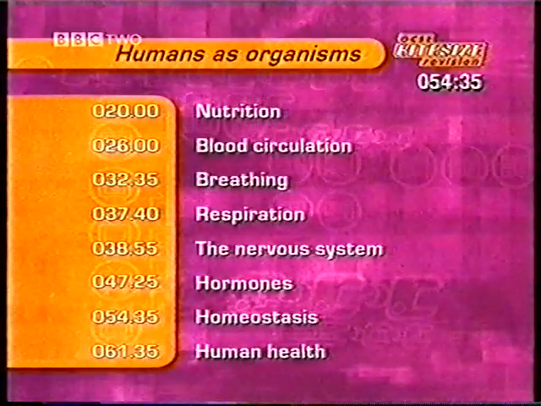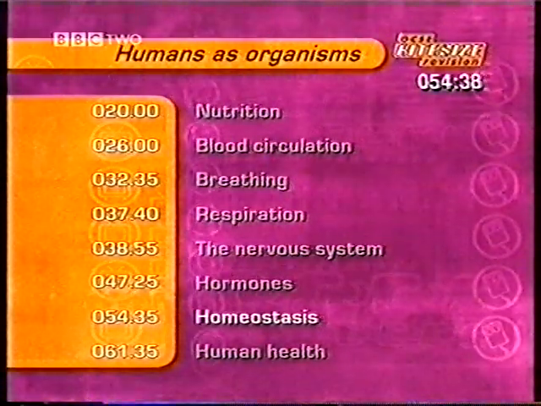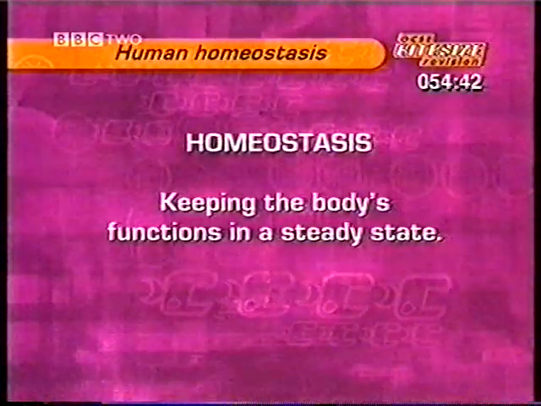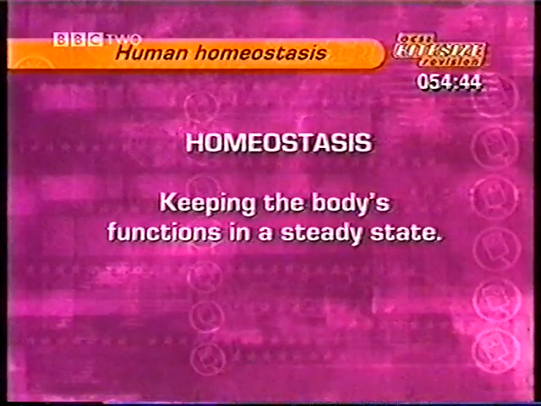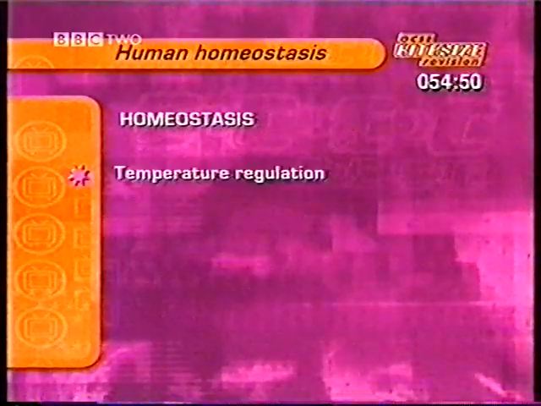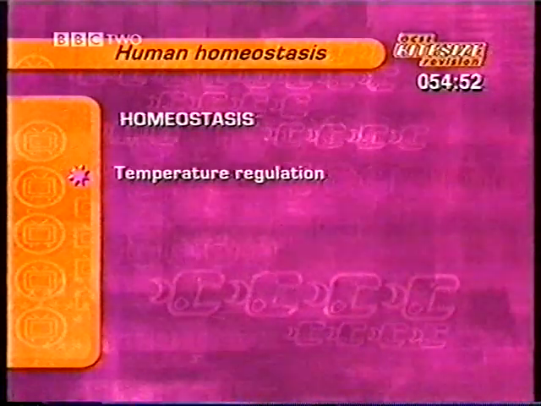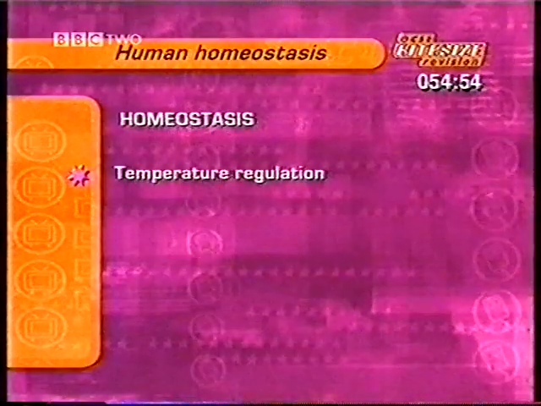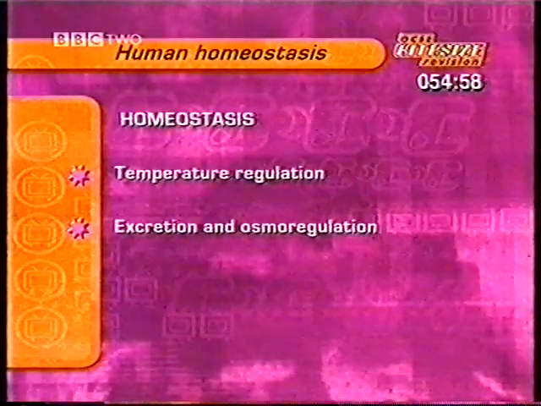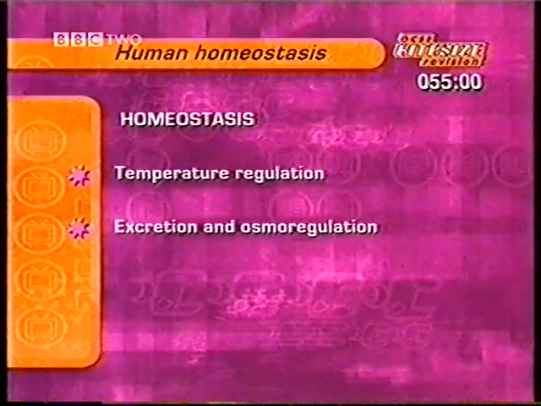This section is about homeostasis. Homeostasis means keeping our body's functions in a steady state so everything works properly. We're going to look at how the body regulates temperature and how the kidneys control excretion and osmoregulation. That's how water levels in the blood are regulated.